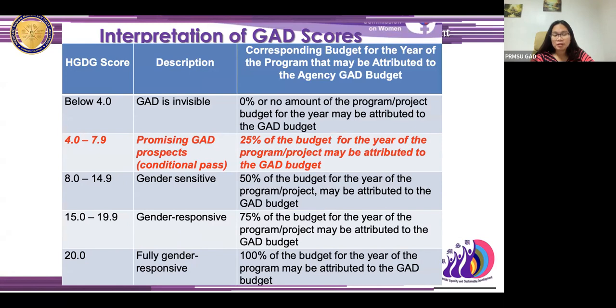Does it offer promising GAD prospects? So is it gender sensitive? Is it gender responsive? Siyempre, ang aim po natin is to make it gender responsive. And mas maganda if we can make it fully gender responsive so that 100% of the project could be attributed to gender and development. And maybe sa next GAD plan and budgeting, pwede na po natin siya isama.